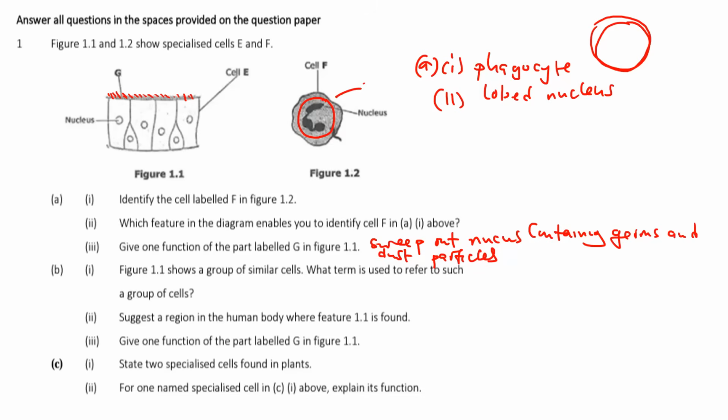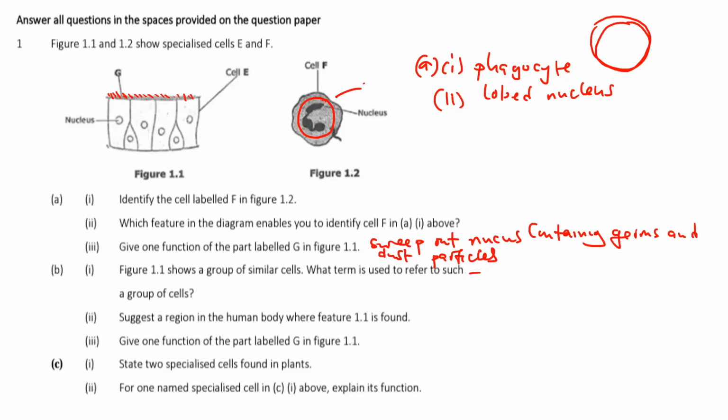Figure 1.1 shows the group of similar cells. What term is referred to such cells? Now, this question, to me, I have two different understandings of this. If I were to say what term is referred to such cells, a group of cells that are similar and perform the same functions, they are known as tissue.